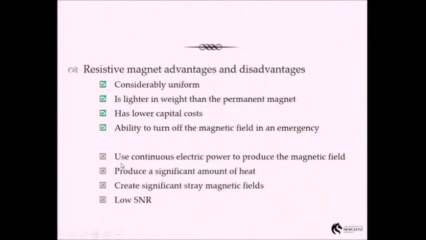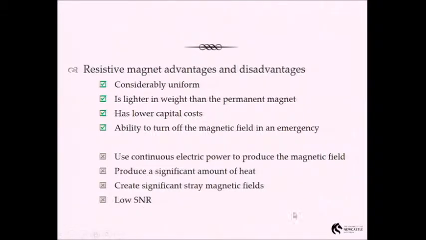And yeah, disadvantages: they have a continuous power supply as required for resistive magnets, so therefore there's a lot of cost. They can produce a significant amount of heat. They have large stray magnetic fields, so the field that extends outside of the imaging department, which can limit what you place next to it. And they have low SNR because they're low magnetic field strength.